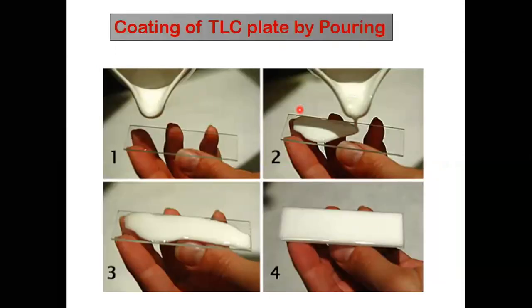This slide shows coating of TLC plate by pouring. In this method, pour the slurry on glass plate. Slurry is prepared by mixing 1 part of silica gel with 2 parts of water. So, pour the slurry on glass plate with the help of the pipette or any other flask and move the plate around. Spread the slurry uniformly on the glass plate like this to form a thin layer of adsorbent about 0.2 to 0.3 millimeter.